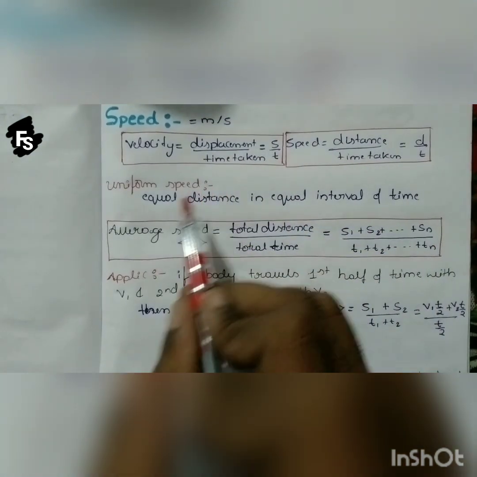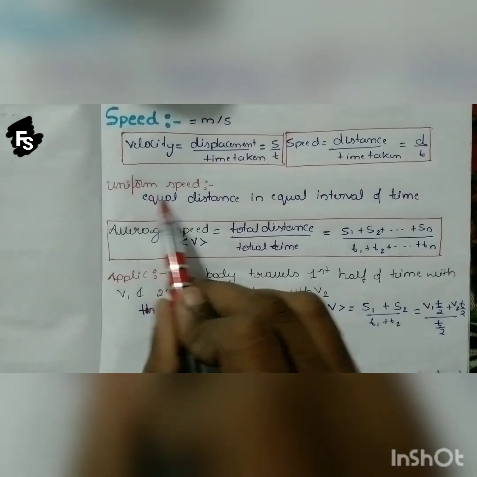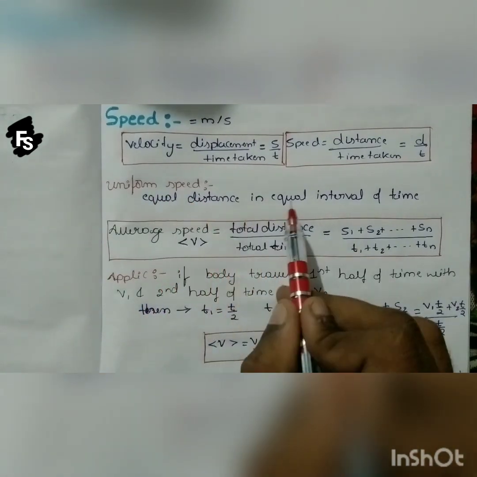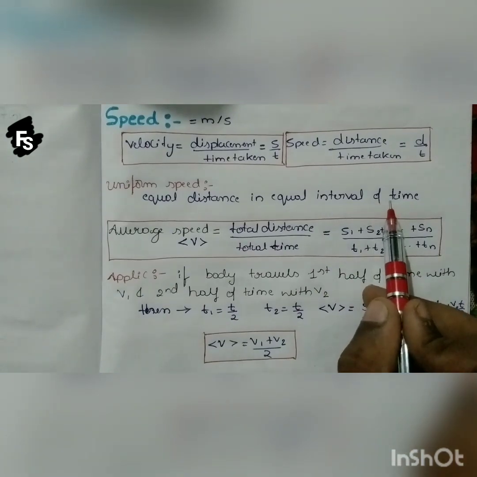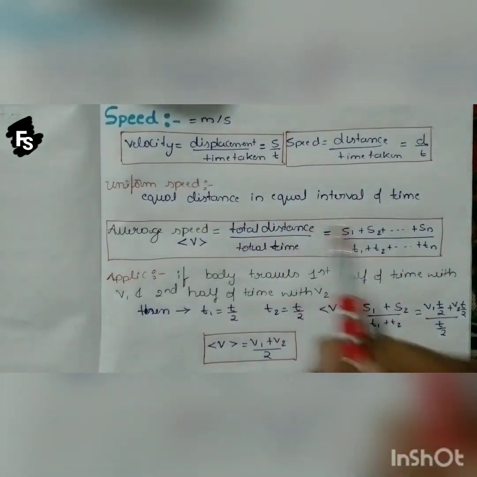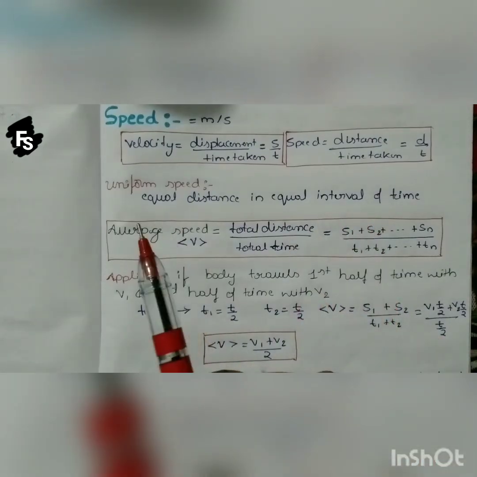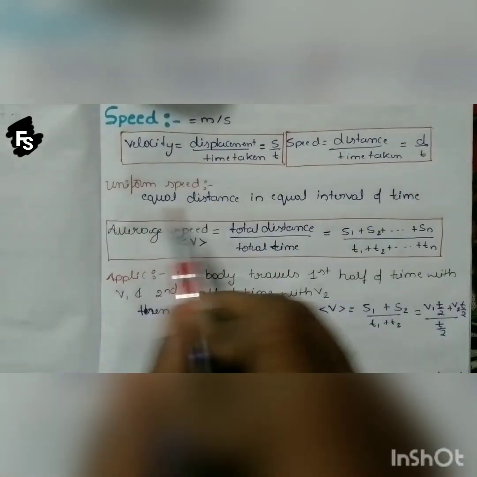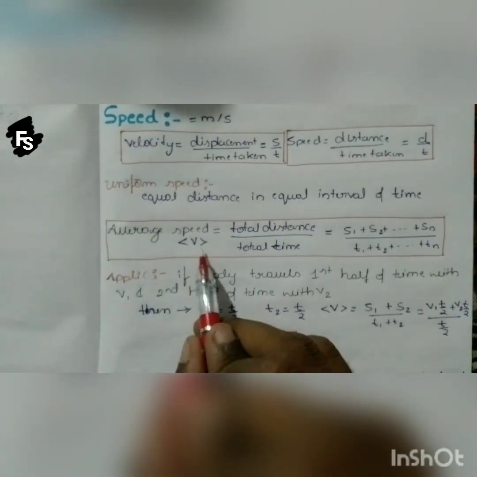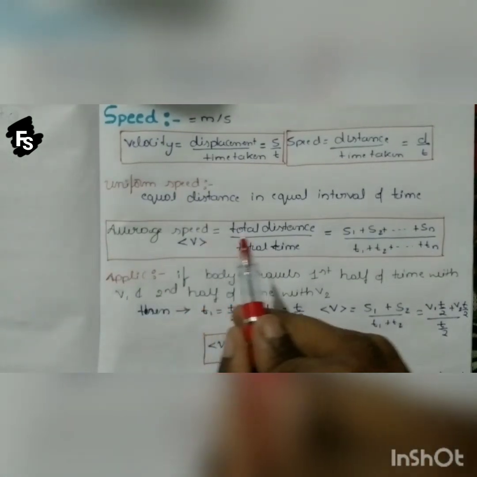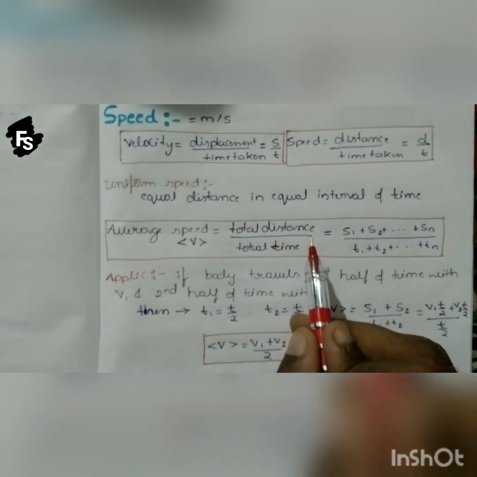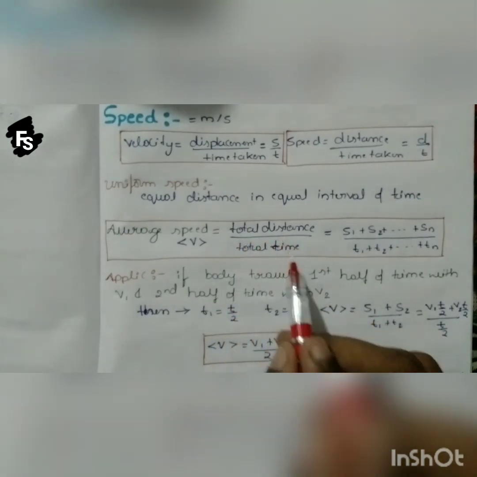And then what is uniform speed? Uniform speed means the particle covers equal distance in equal intervals of time. If you cover equal distance in equal intervals of time, then that speed is said to be uniform speed. Then come to average speed. What is average speed? Average speed means ratio of total distance to the total time taken.